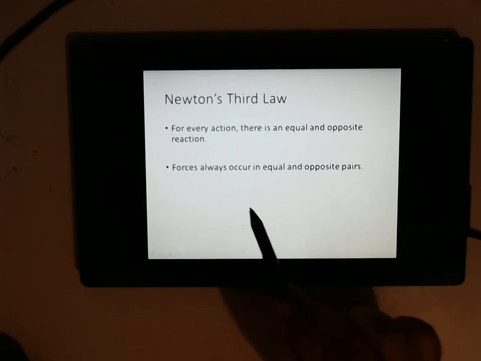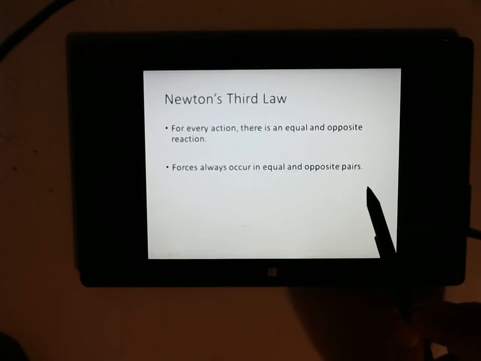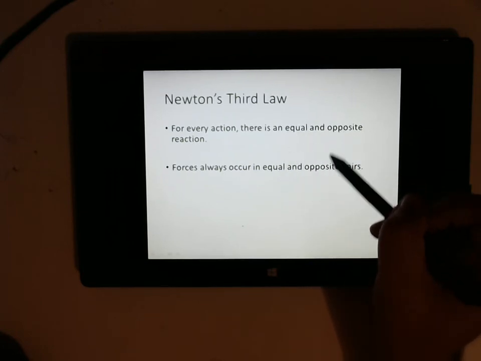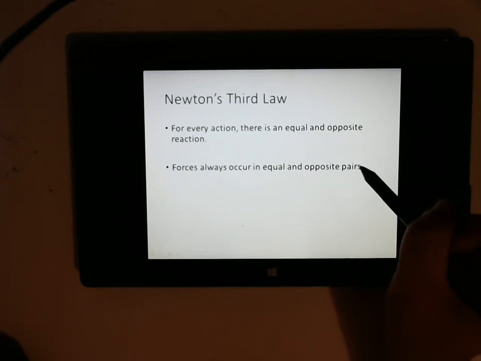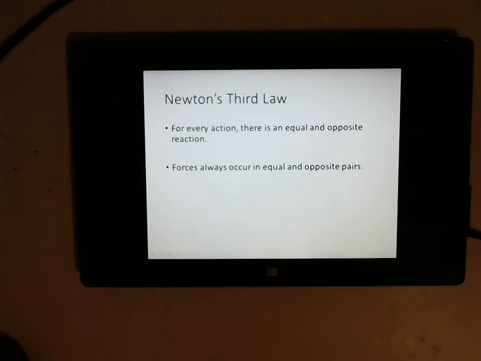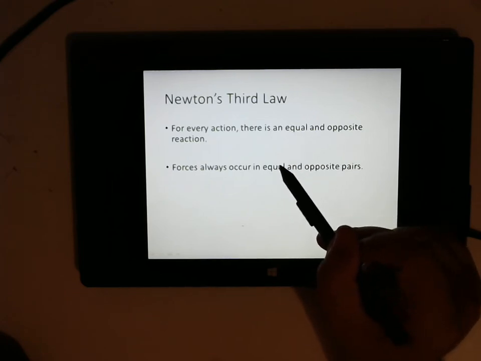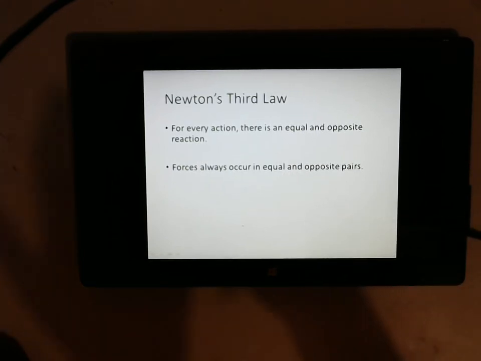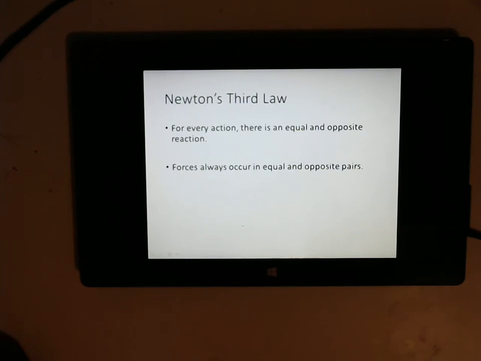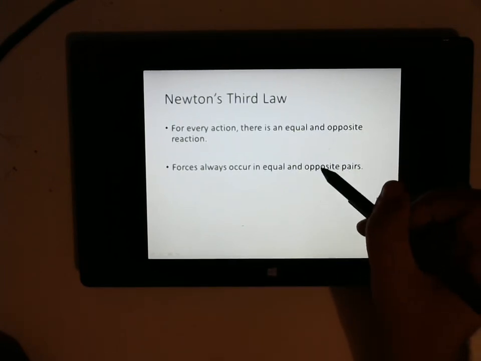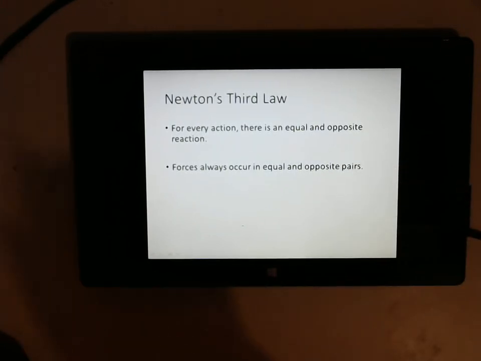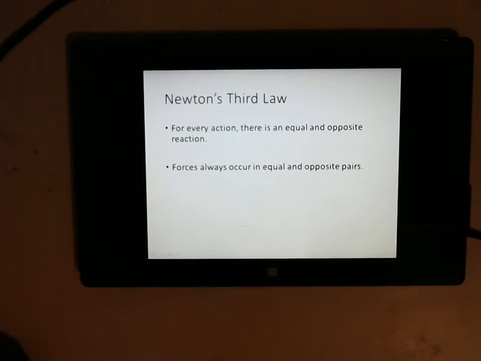Forces always occur in equal and opposite pairs. So these words equal and opposite still exist, but it's this word pairs here that's really important, because that's part of the secret of doing proper free body diagrams down the track. Equal in this case means that the size is always the same. If I push on you with 10 newtons, there is a push back to me with 10 newtons. The opposite is talking about direction. If I push forward, say I push against the wall, the wall pushes back towards me.